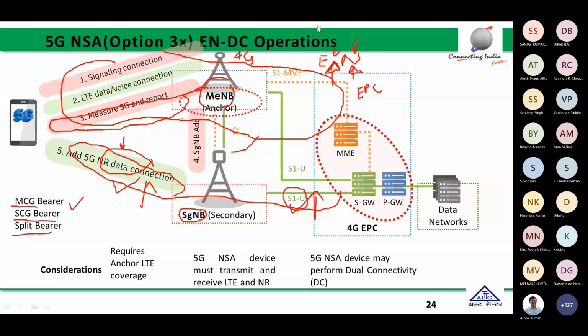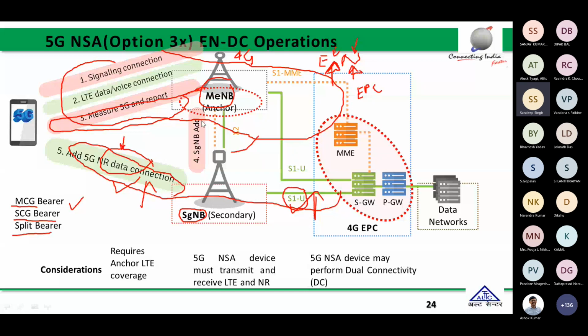Sir, one question: SGNB, 5GNB, the secondary node station. The secondary one is the SgNB. S means secondary, and G node B is the name of the base station. Only S means secondary. Yes. But note down step number 4, the 5G NB add. It has been mentioned, for this between MeNB and SgNB.